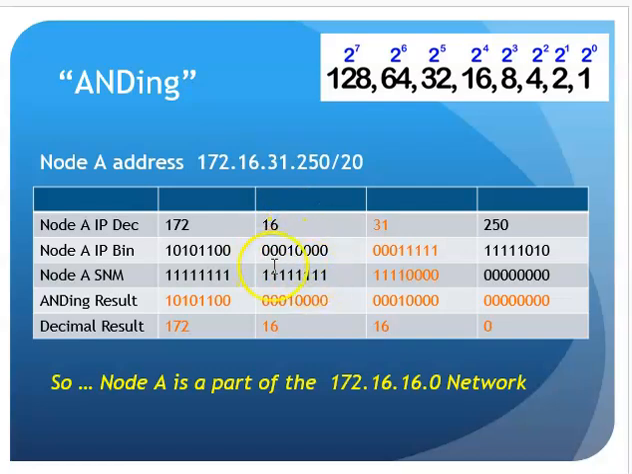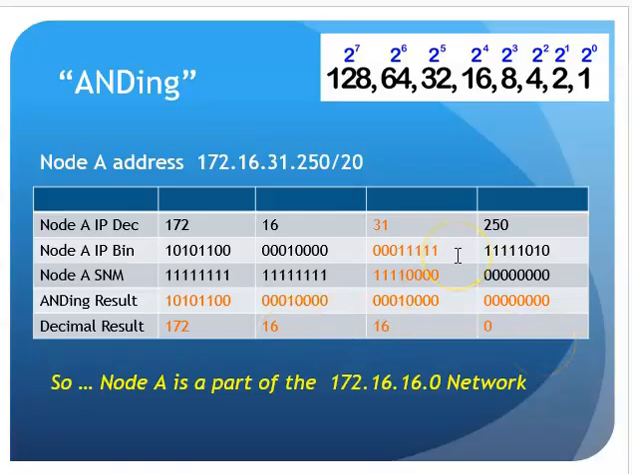16 is going to get ANDed through because all the ones, and it's going to be 16. 31 is going to get ANDed with this right here. And I'm going to get 0, 0, 0, 0. And then I'm going to get 1. And then 0, 0, 0. So it ends up with a 16 here. Yeah, this address belongs to the 16 subnet, the 172.16.16.0 subnet.